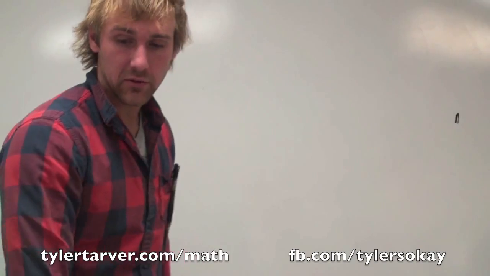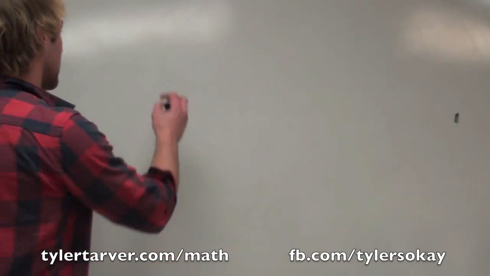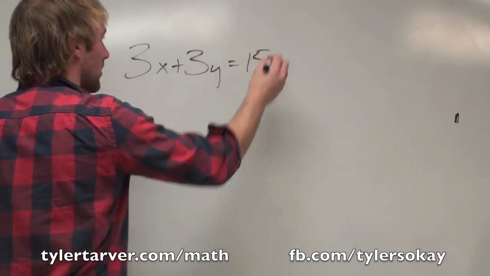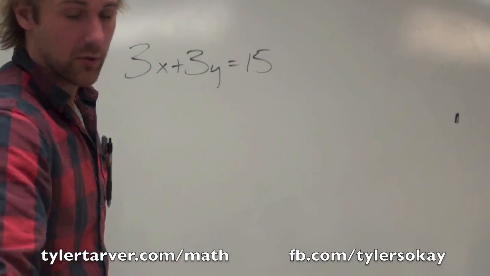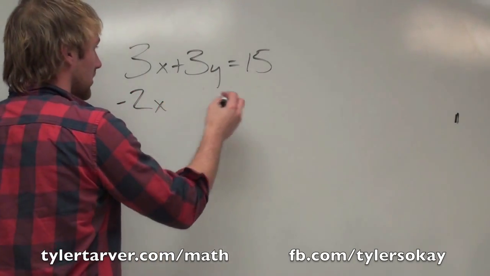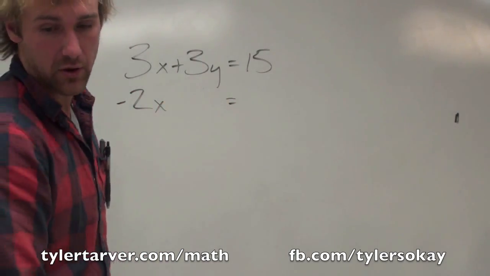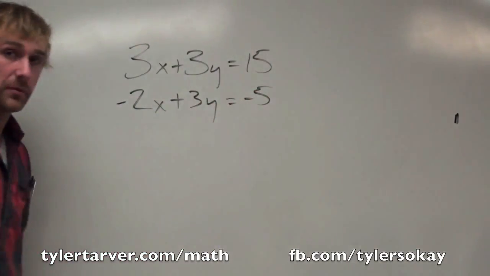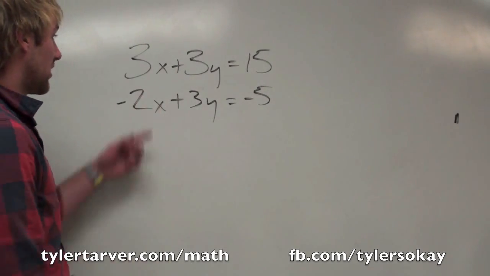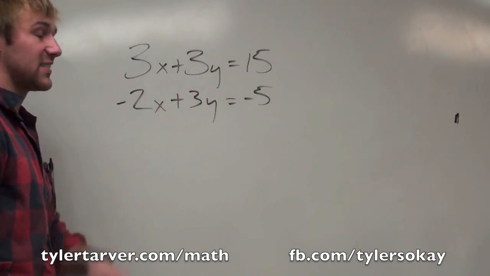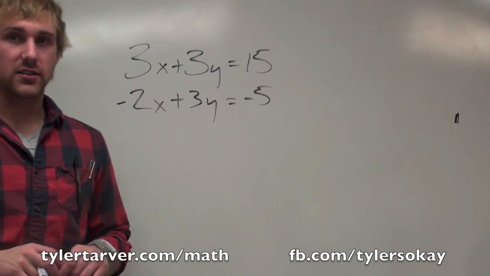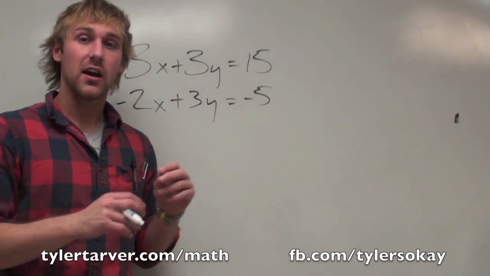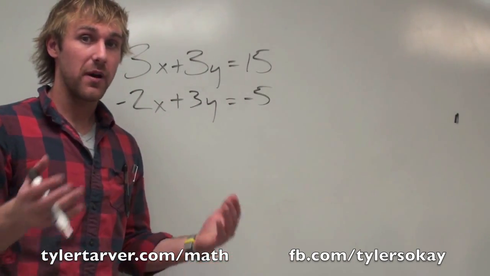All right, 3x plus 3y equals 15, and then negative 2x plus 3y equals negative 5. Okay, this one. Is anything the opposite of each other? Nope, those aren't perfect opposites, they're the exact same thing. If they're not, what you can do is multiply one or both of these by anything to make it to where you have opposites.